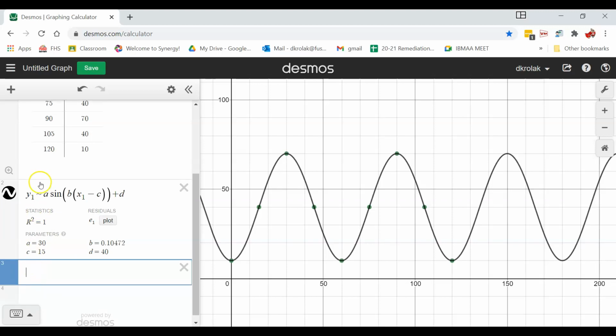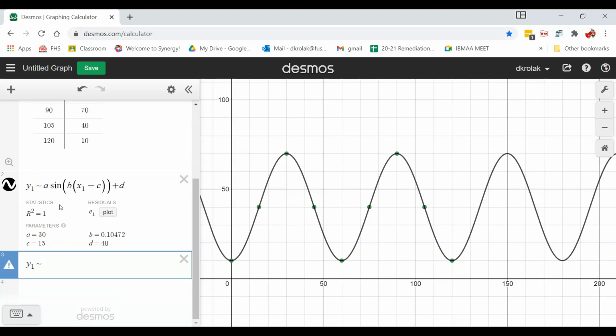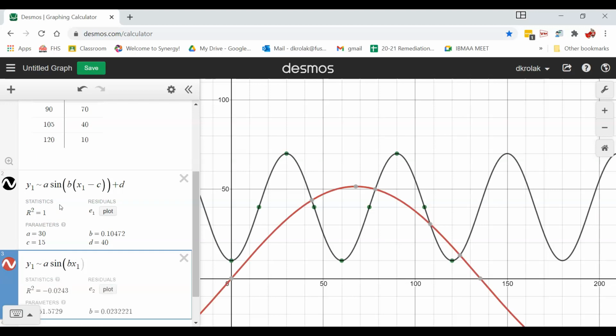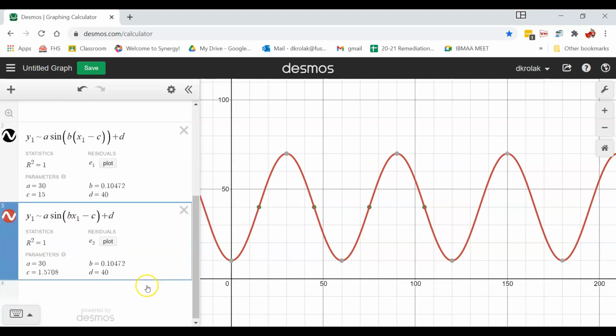Now, if I want it in the other form, I just type that in. y1 squiggle A sine, parenthesis B x1 minus C, plus D. And there it is, with the phase shift hidden in that.